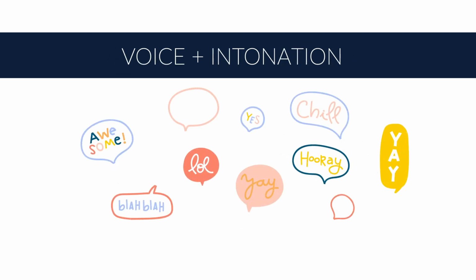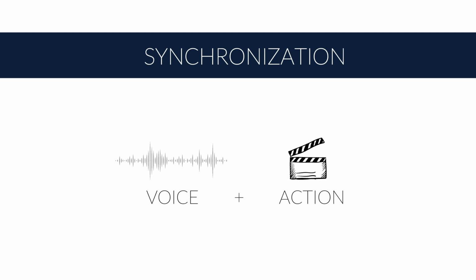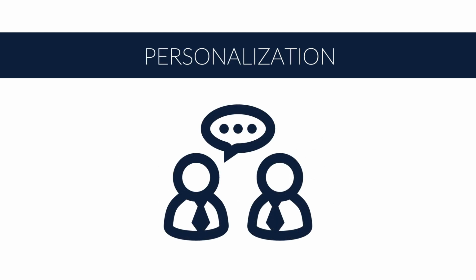Tip number six, use your voice, intonation, and auditory cues to deliver your message. Tip number seven, synchronize the action on the screen with your voice. If presenting a table or a diagram, make sure they appear on the screen as you talk about them, and that the action on the screen progresses with the narration. Tip number eight, make it personal. Assume that you're speaking to one audience member. Talk to them instead of a group of people.